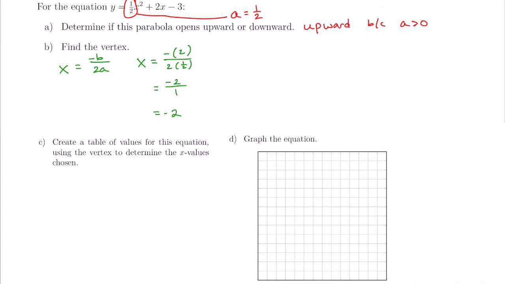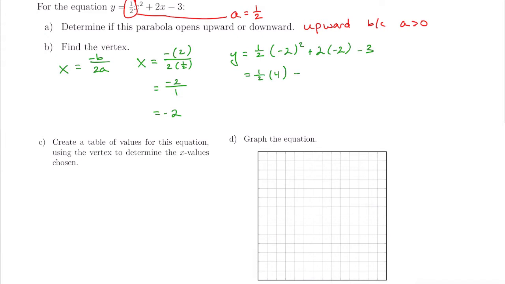Now that we know the x-coordinate, we need to calculate the y-coordinate using the original equation. So y will equal 1/2 times the quantity -2 squared plus 2 times -2 minus 3. Order of operations, I'm going to take care of that square first. Since the negative is inside the parentheses with the 2, -2 squared is positive 4, so I get 1/2 times 4. I can take care of the multiplication in the middle.